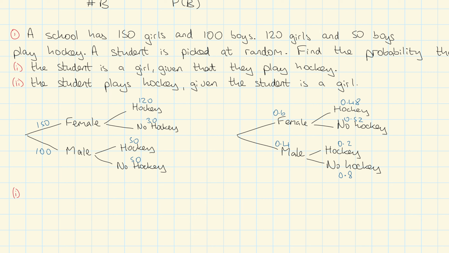In part 1, we were asked for the probability that the student is a girl given they play hockey. So that's girl given hockey. It'll be the probability of the intersection divided by the second part, probability of hockey. So the probability of girl and hockey, we're looking for the right side, female hockey. That's 0.48. And then the probability that they play hockey is 0.48 plus 0.2. So that's 0.48 over 0.68. Into your calculator.